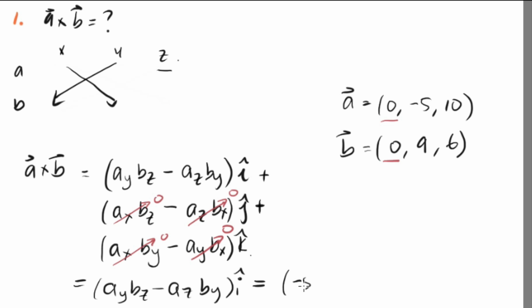So ay of -5 times bz of 6 minus az of 10 times by of 9. That gives me -30 minus 90, which is -120, and that component's in the i direction.